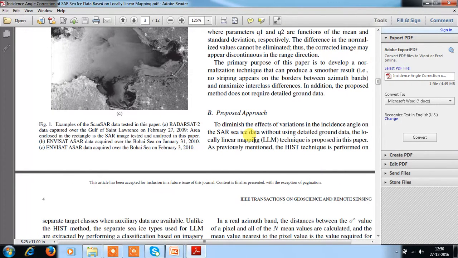Another technique they used is the linear mapping technique. That locally linear mapping will get into the image from the satellite and it will map the present area. So both the areas should be present as the same area and it will detect.